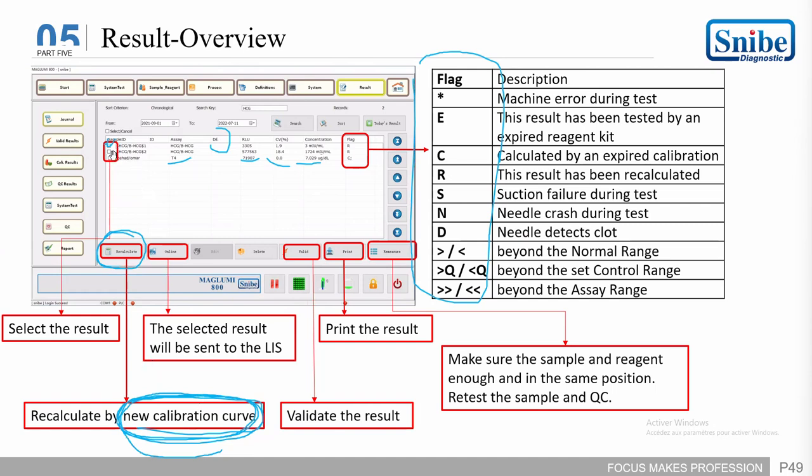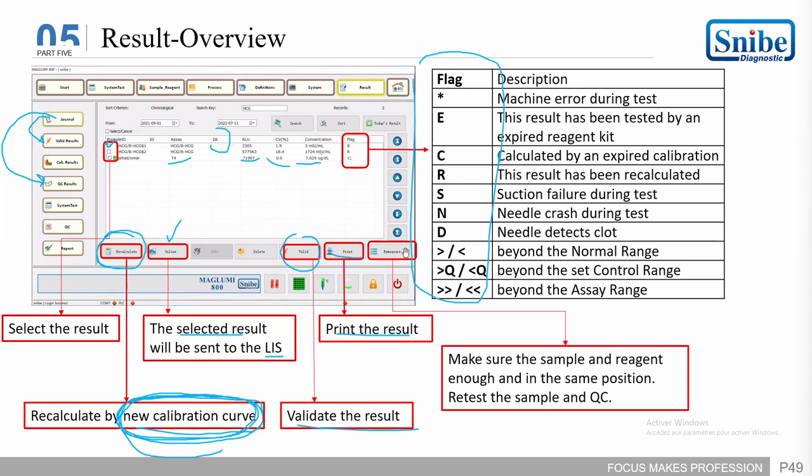If you select results and click online, it will send the selected results to the LIS software. If you select results and click valid, it will validate the results. And then if it is a sample, it will go to valid results. If it is QC results, it will go to QC results. And if you select results and click print, it will print the results.